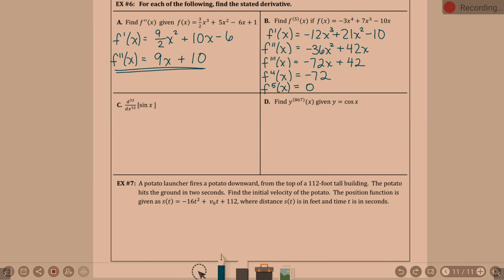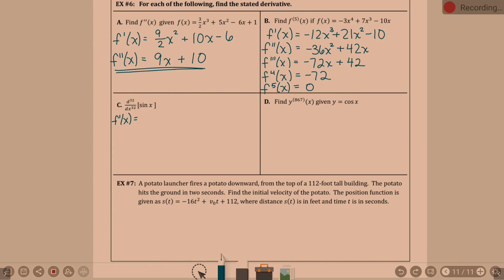Okay. Example C. No, we're not finding 32 derivatives. We're going to look. 32 over 32 is the notation for the 32nd derivative. So sine, cosine, negative sine, negative cosine. Is it just going to flip back and forth? We have to look for a pattern. Yep, there's a pattern.